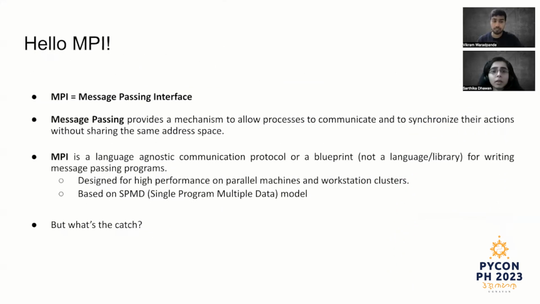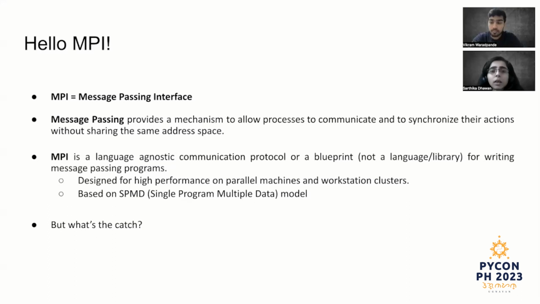So now comes MPI. It's a language-agnostic communication protocol for writing message passing programs. Now, what is message passing? Message passing provides a mechanism to allow processes to communicate and to synchronize their actions without sharing the same address space. In this approach, processes send messages to each other to exchange information, then they coordinate their work, and finally communicate the results. MPI is a standardized and portable library specification for message passing and parallel computing. It provides a set of functions and routines that allow the processes to communicate with each other and finally conclude a result.